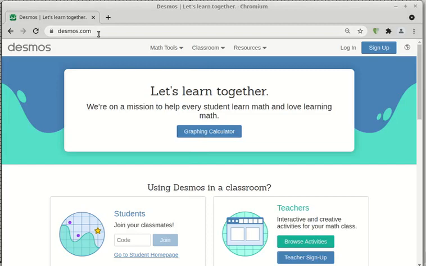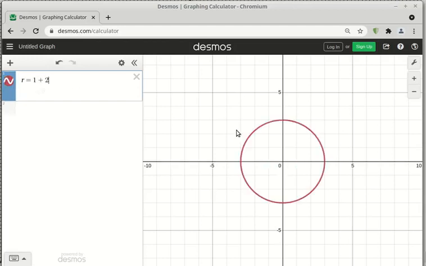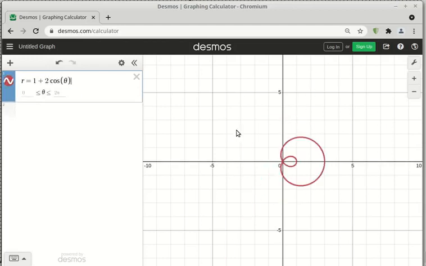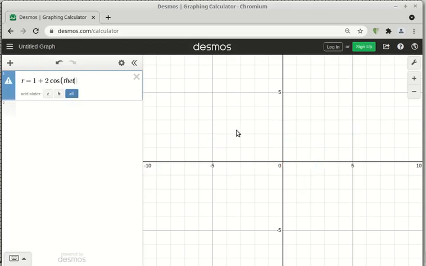So I go to Desmos.com, and this is what you come up with. Graphing calculator is the most common thing here. You can do other things with Desmos, but that's what we're doing today. I'm going to type r equals 1 plus 2 cosine theta. Notice how I was typing theta, and then I was going to put an A. And there you go.